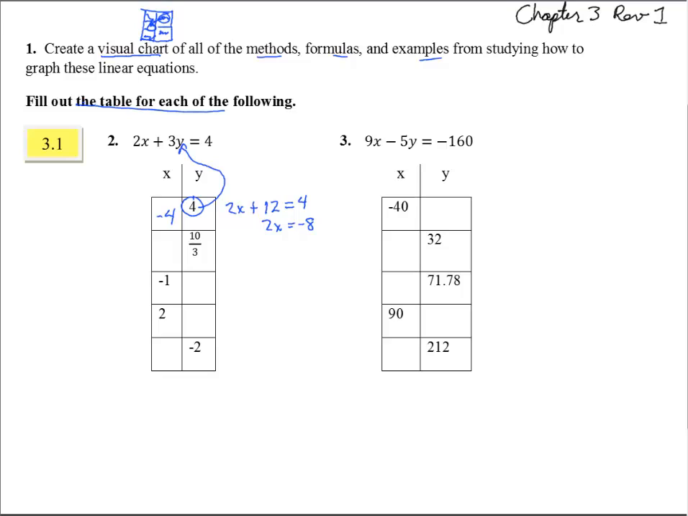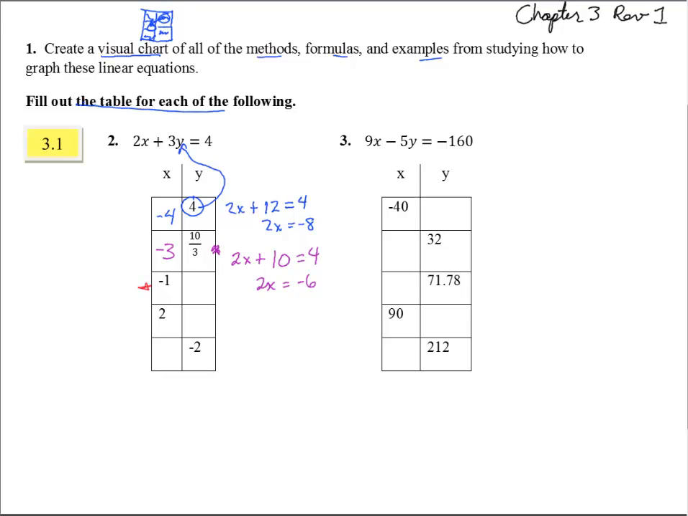Good. Here we're going to take this and stick the 10 thirds in there. We have 2x plus 3 times 10 thirds. If you punch that in, you get 10 equals 4. Subtract that over and you get 2x equals a negative 6. So x equals a negative 3.